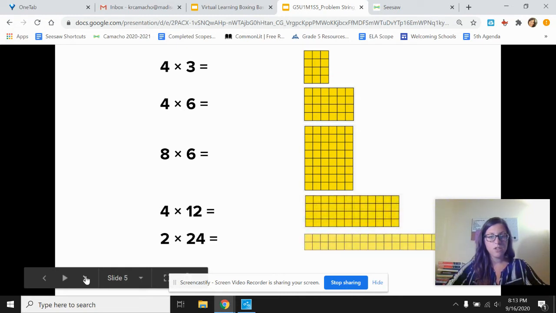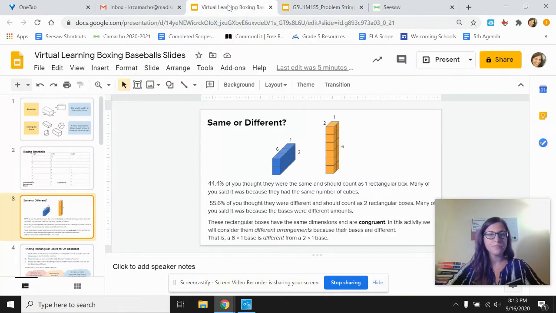You are going to think through that pattern by continuing to solve 8 times 6, 4 times 12, 2 times 24, and 1 times 48. And you will do that to complete the problem string.